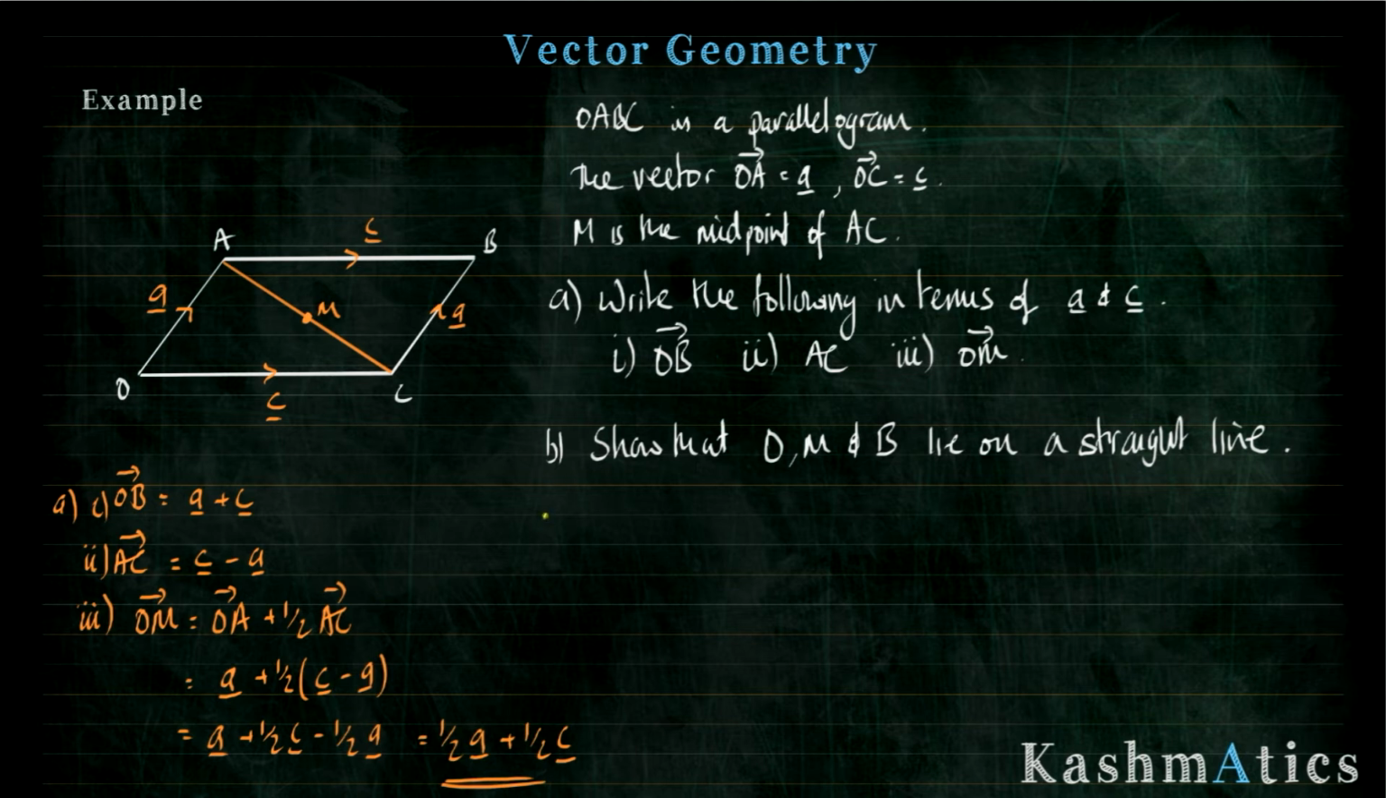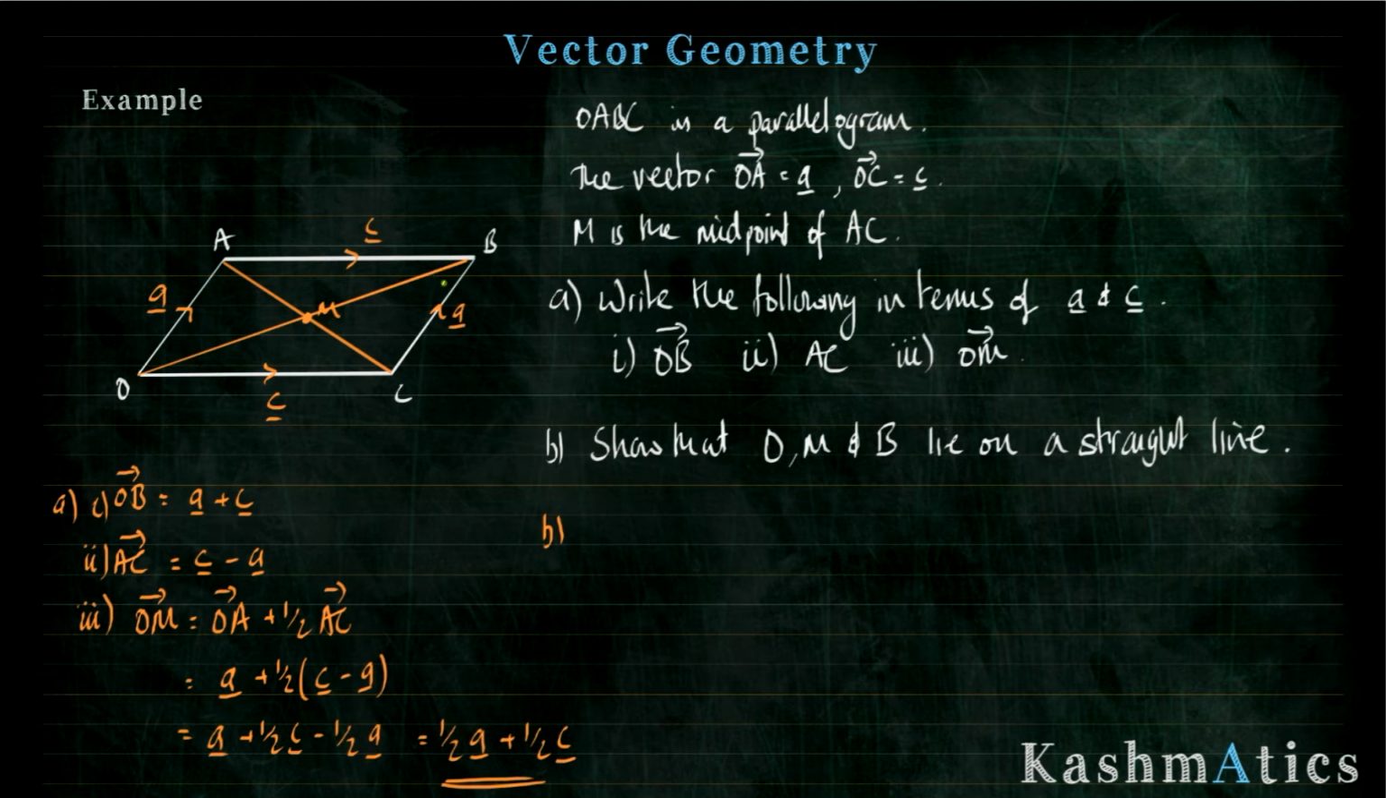Now let's have a look at part B. It says show that O, M and B lie in a straight line. So basically you've got a straight line which goes through those points. But let's just see what we know about vectors to help us with that. If you're going on a straight line, then the vector cannot change in terms of its direction, which means O to M and M to B have to be parallel vectors. All right, they have to be parallel vectors.